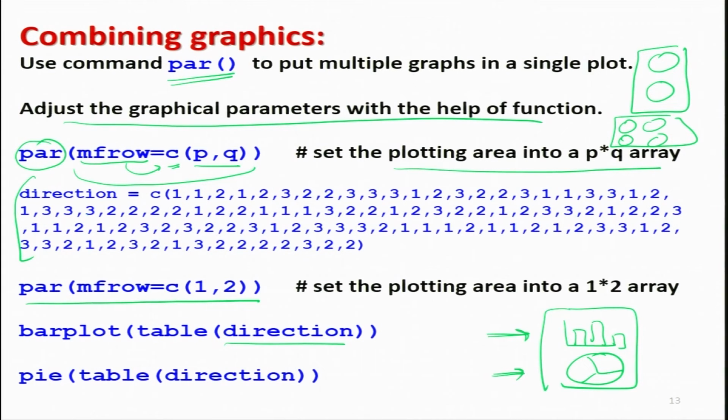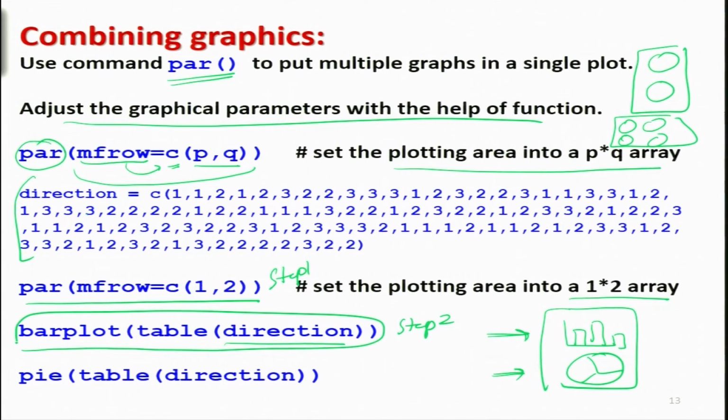So this will create a plotting area of 1 cross 2 array. After this, my second step, this is my step 1. Then my step 2 will be that I try to create the first plot. Suppose this is the bar plot of the data in the direction. And then after this, in step 3, I try to create the pie chart of the data.